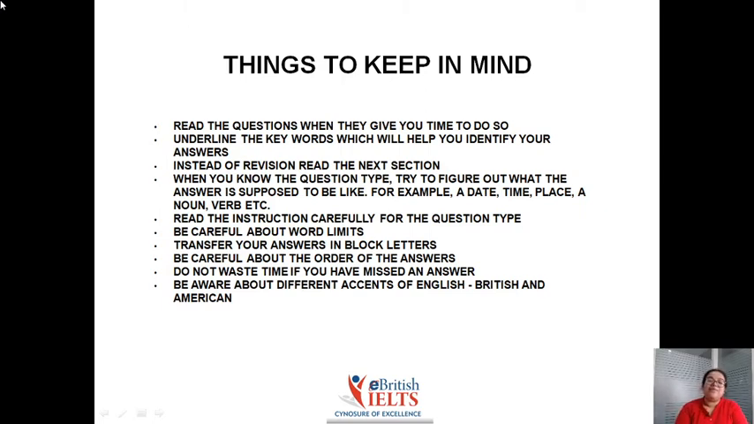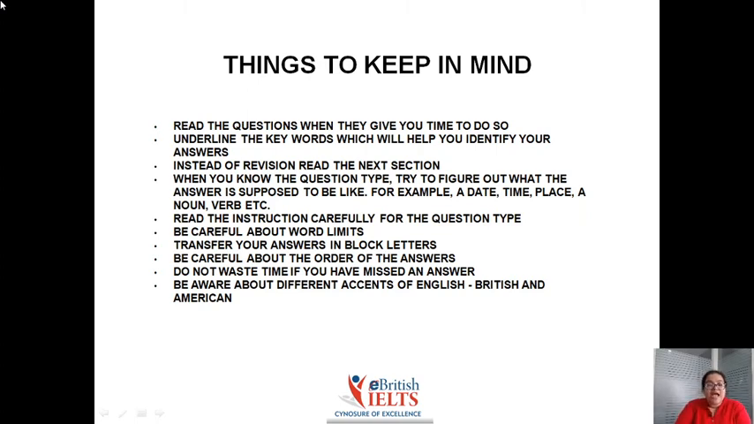The next thing to keep in mind is reading the instructions carefully for the question type. This is something I will harp on and on and on about because this is a very simple and basic thing to do, but students often don't do that, and that is where their bands are lost. So always read the instructions carefully. That will help you eradicate the mistakes people generally make if they do not read the instructions to the questions.